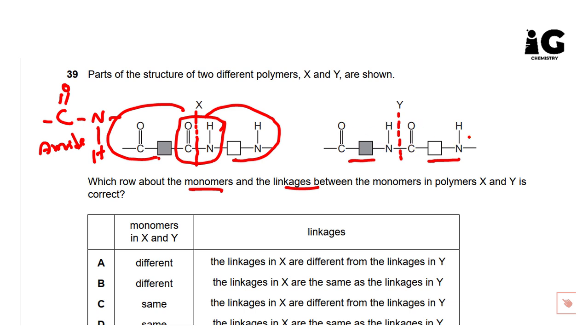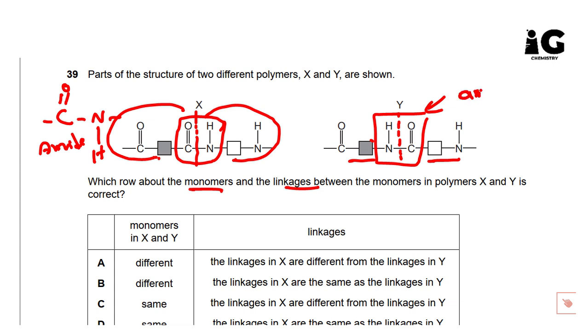But if you check here, this square is shaded and this one is light. So it means we have a different carbon chain here. Take care guys, this point. So it means we have a different carbon chain, not the same carbon chain for the monomer. So also here, this is not the same. And for the link, actually this is the same link. This is also an amide link.